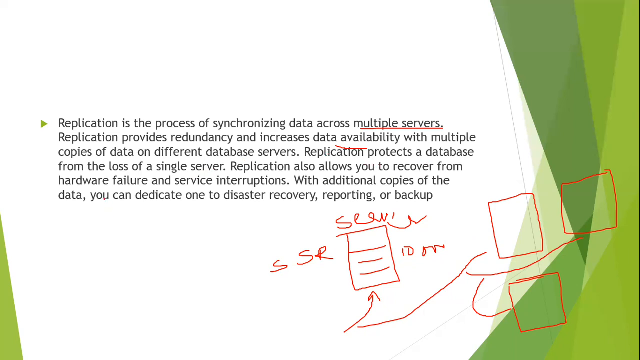Replication protects a database from the loss of a single server. That is what I said: if the data is on a single server and the server crashes, the total data is interrupted, which means the total data will be lost. Replication also allows you to recover from hardware failure or service interruption. Due to some problems you lose this data, so how do you get it? The data will also be available here and here. That means if you lose the data from one location, you can get it from another location, which is possible only if you do replication.